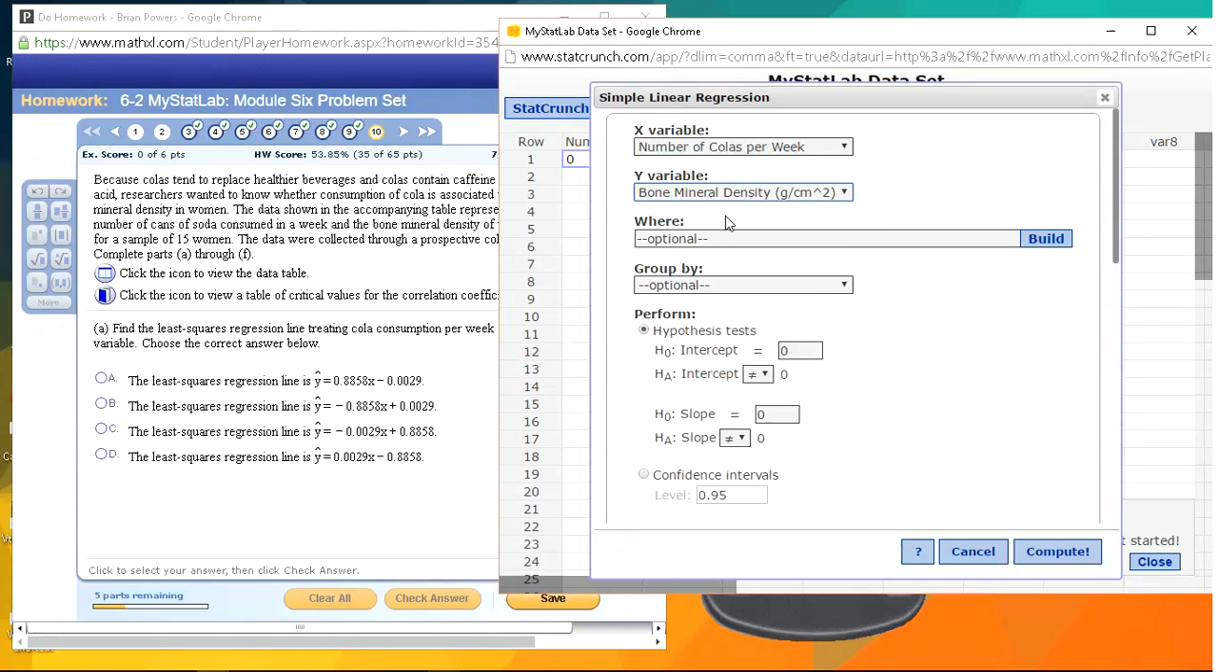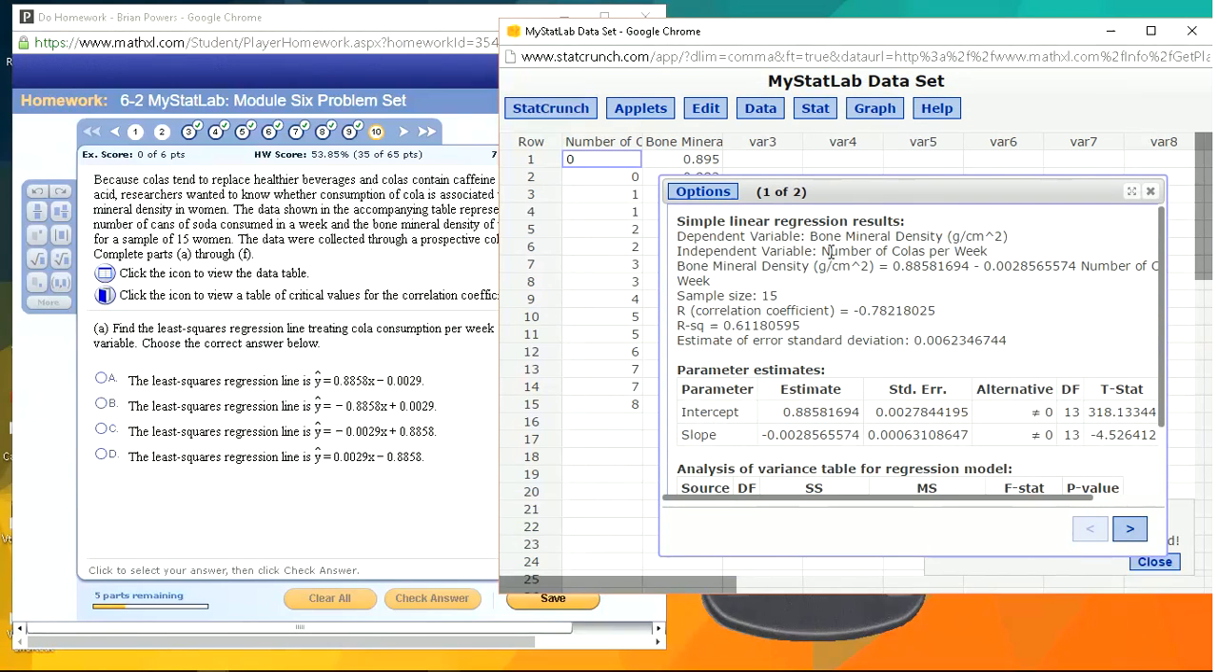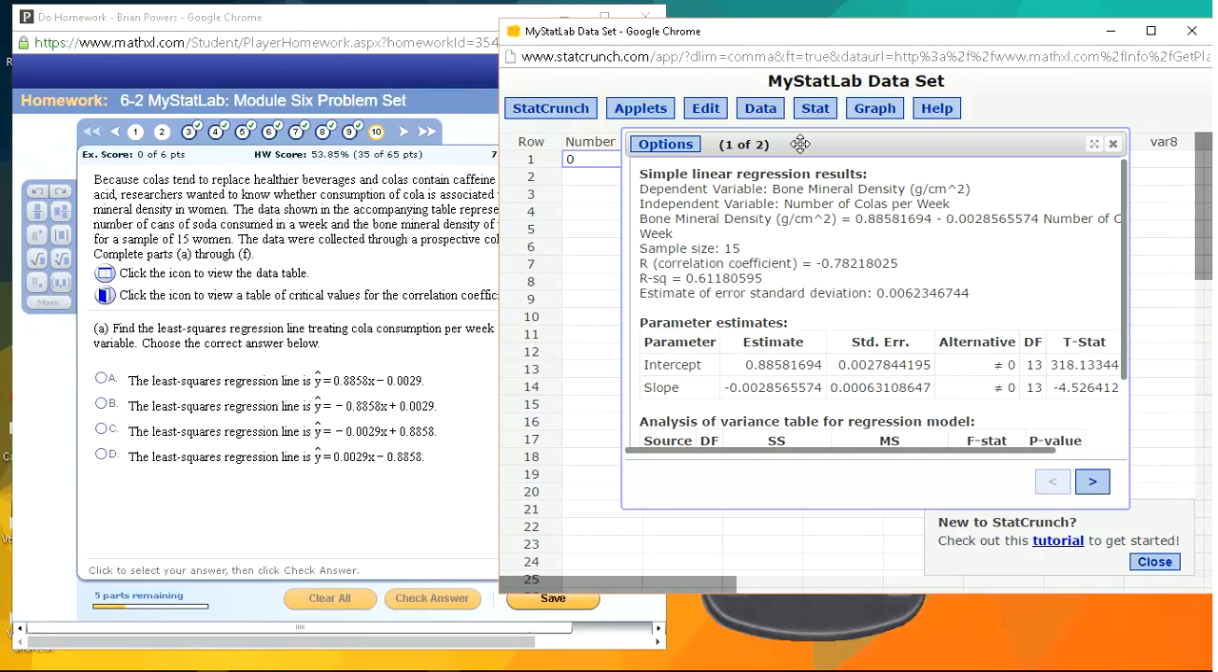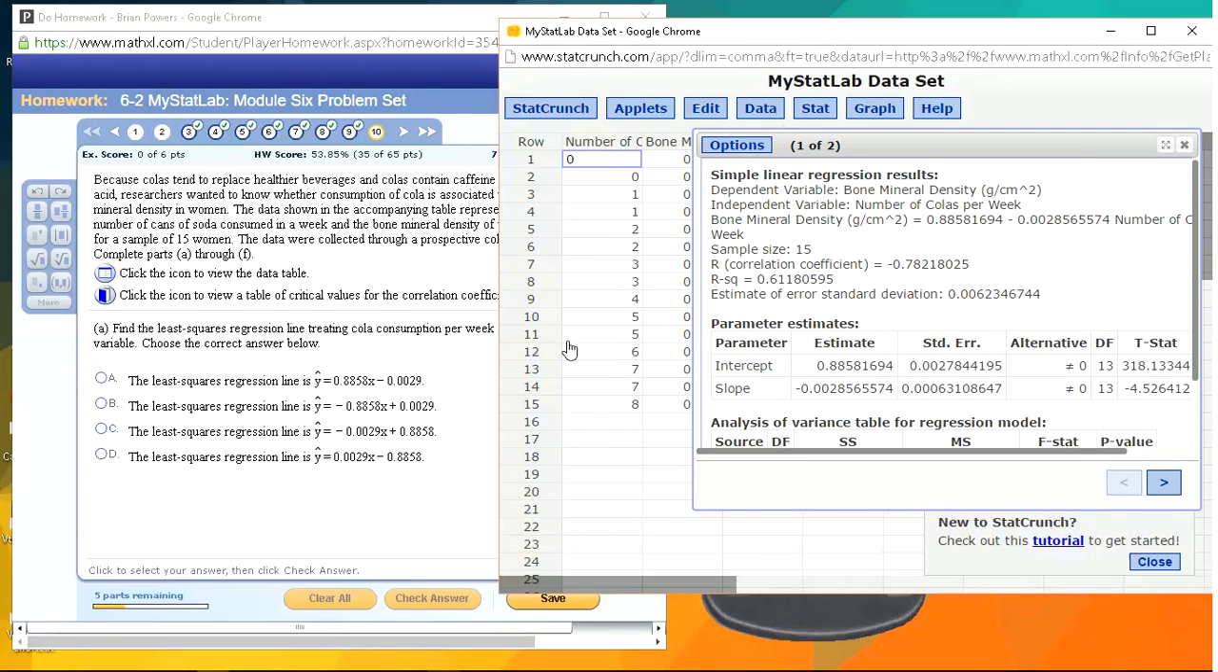It doesn't make sense to do it the other way. The predictor should be something that we know, and the response should be something that we don't know. It's like in a study you could control for the cola, but you couldn't control for bone mineral density. Okay, so here's our regression output, giving us the line.